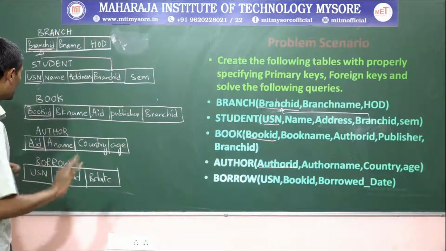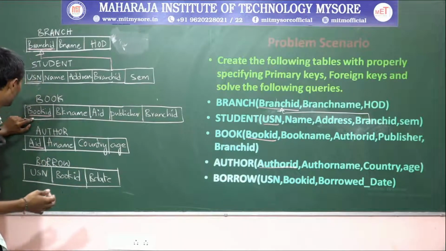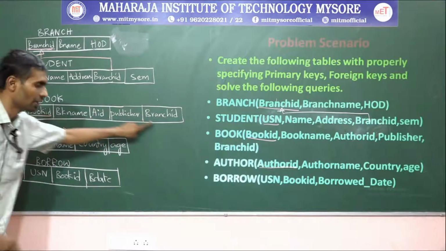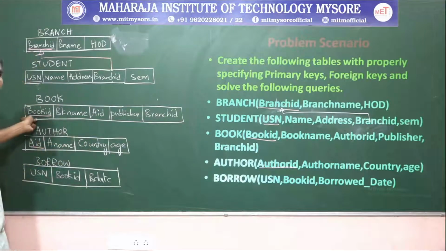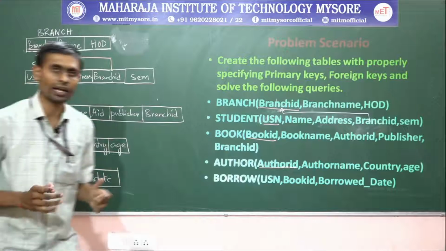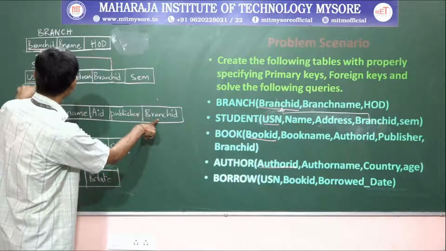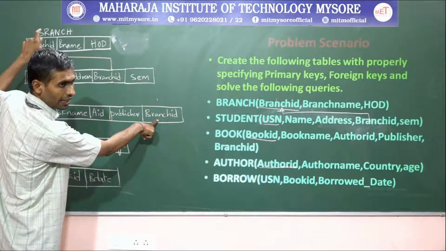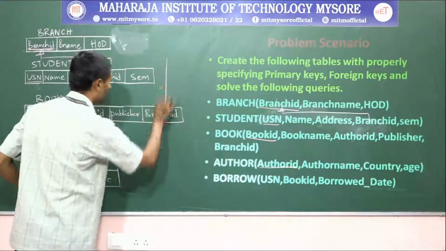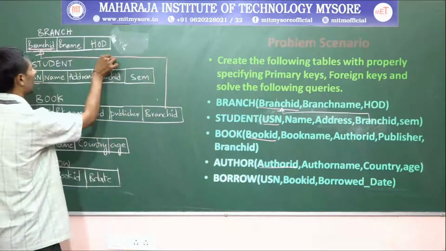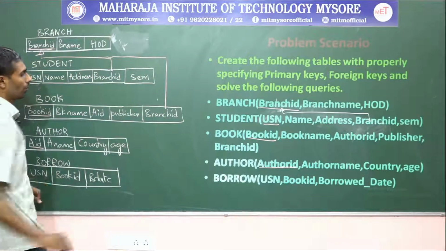Any other foreign keys? First, let us recognize that in the book table we have a branch ID. It's an indication of which branch this book belongs to, right? So this branch ID takes us to its primary key table column, that is branch. So this is again a foreign key. Let me connect it with this one. Again it is pointing to branch ID.